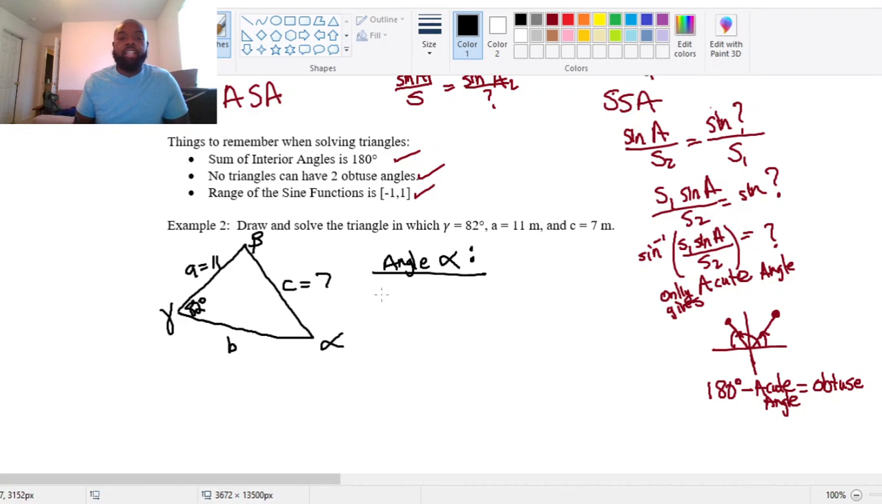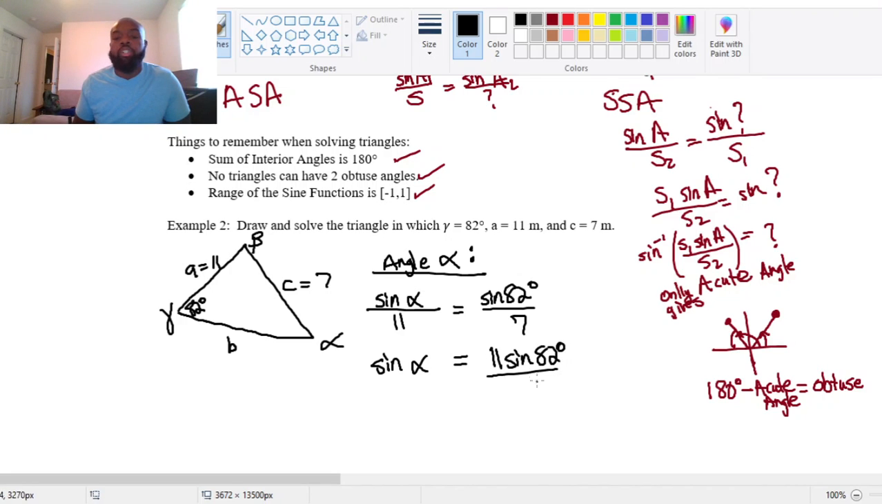And the way I'm going to do that is by doing the sine of alpha over 11, right? I have to have at least one of these. If I did try sine of beta over B, I don't know beta or B, so I can't solve an equation with two unknowns unless I create another equation, and we don't do that. And this is going to equal the sine of 82 degrees over 7. Now, we're going to need to use our calculators a lot in this section. I'm going to multiply both sides by 11 because my goal is to isolate alpha. That gives me 11 sine of 82 degrees over 7.